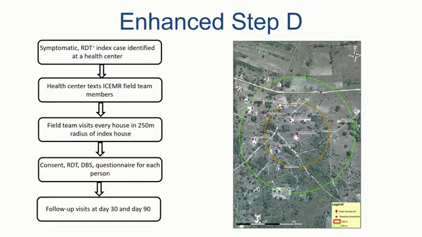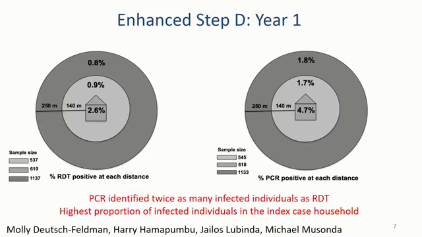And then last year, we began a further enhancement where we added a longitudinal aspect to the study design, following up at day 30 and day 90 after the initial visit. And so that's what I'm going to present the results of today. But first, the first year results: we see the spatial distribution of parasite positivity by both RDT and PCR.